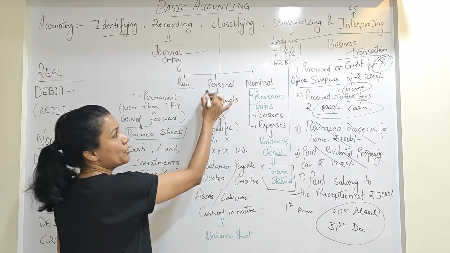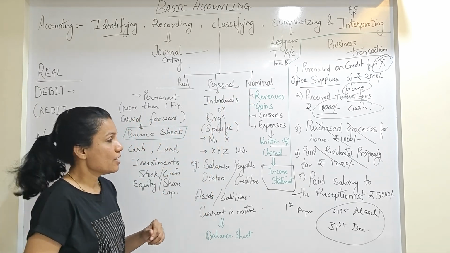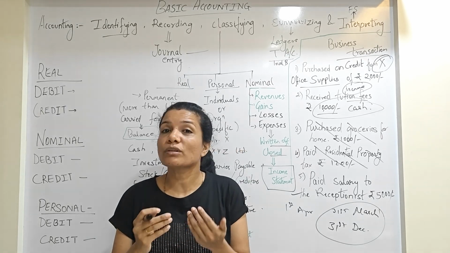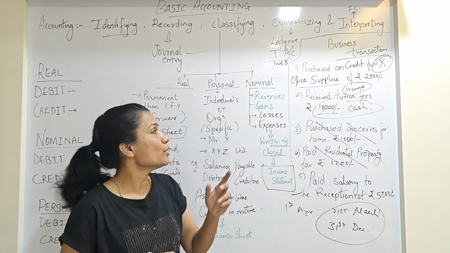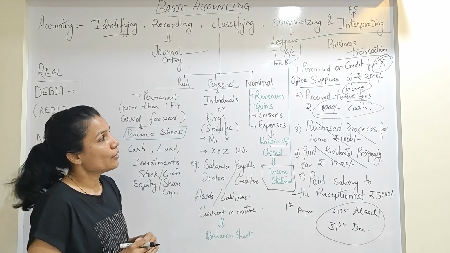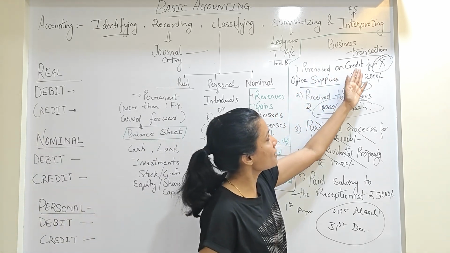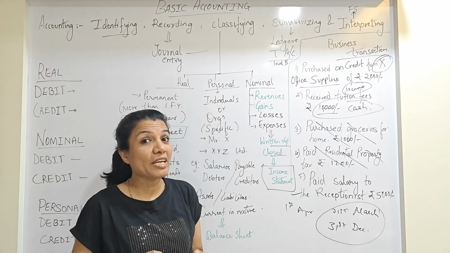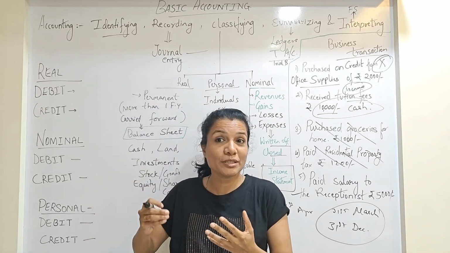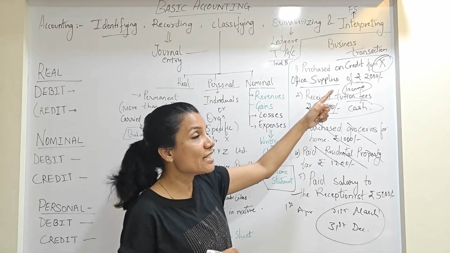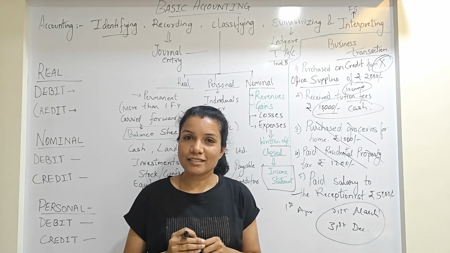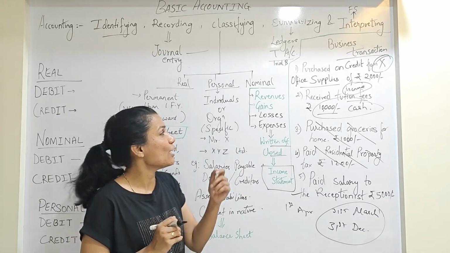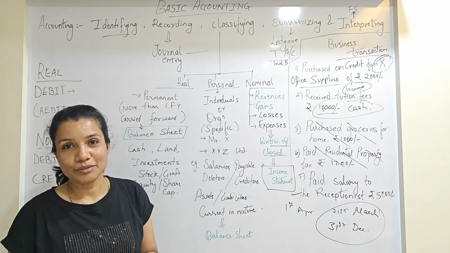Next category is personal accounts. Now, whenever we're referring to a specific person or organization, then we call it personal account. Now, for example, purchased on credit from Mr. X office supplies of 2000. Now, since we have to make a payment, 2000 rupees is due. So, in that case, we need to remember Mr. X's name. So, here we'll prepare X's account. X's account will be personal account.